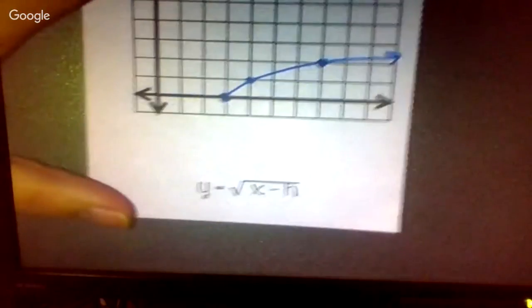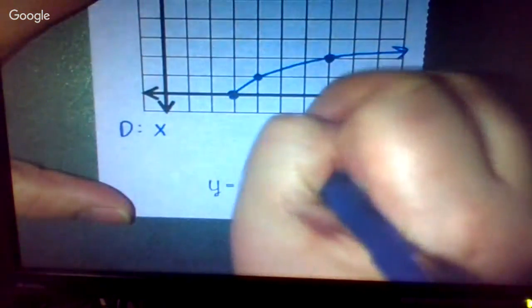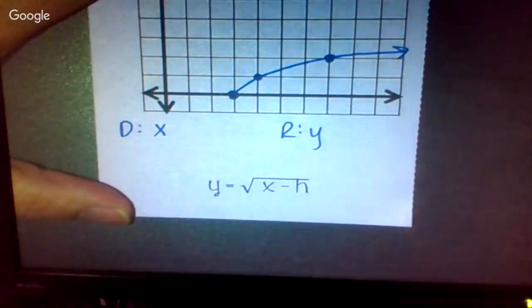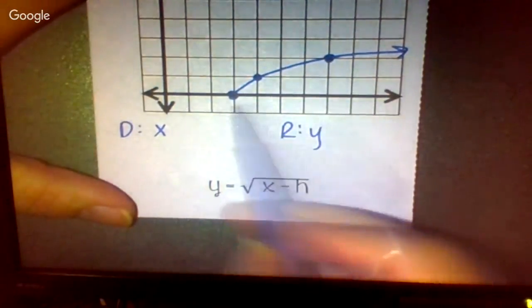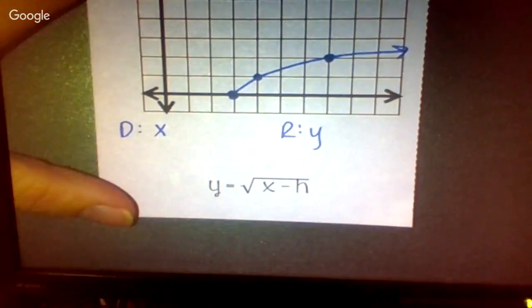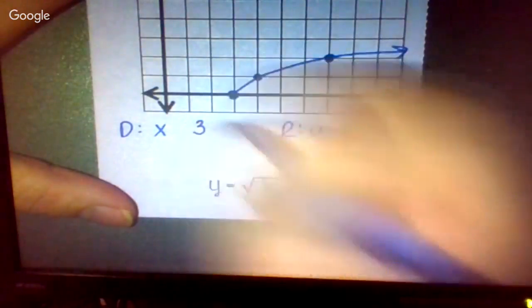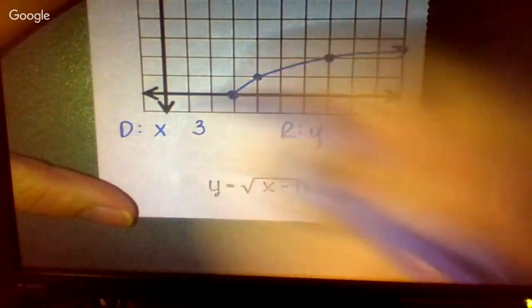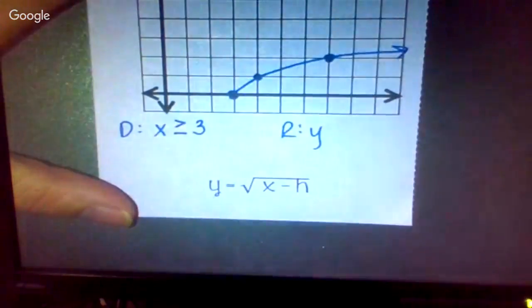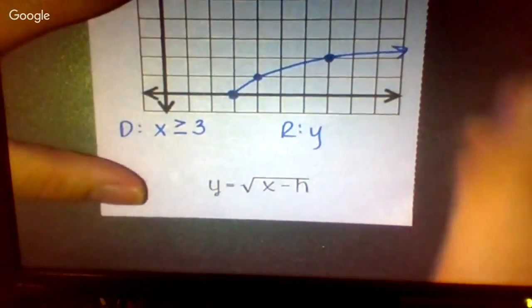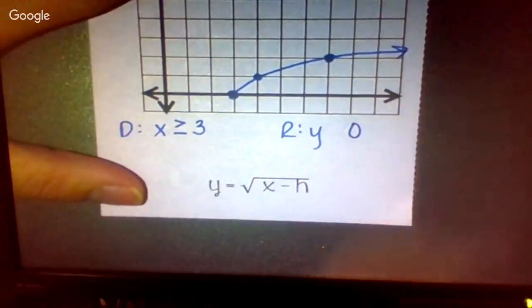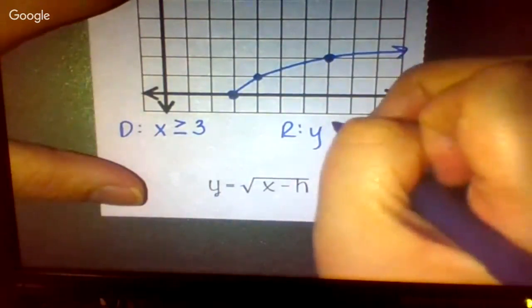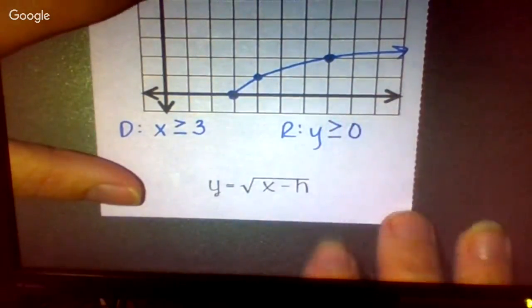Okay, last one. So, my X value at my starting point is what? 3. Greater than or less than? Greater than. My Y value is a 0. Greater than or less than? Greater than. Fantastic.